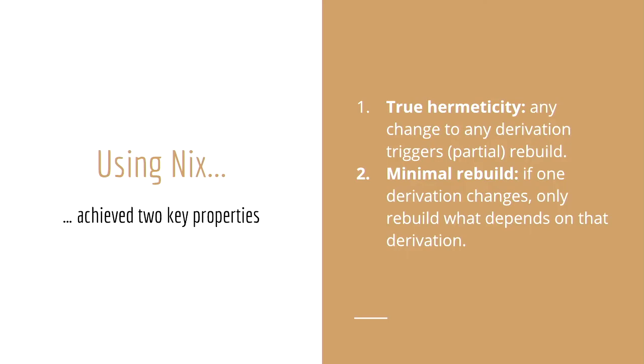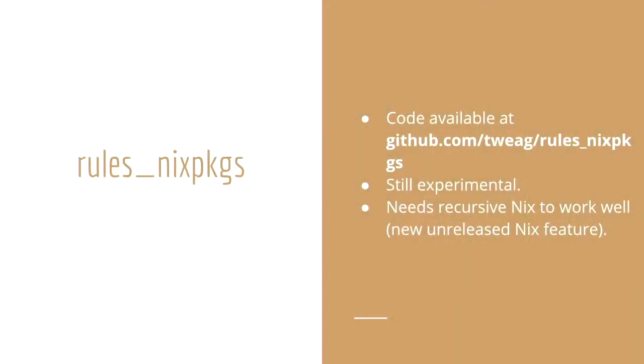And so what this ultimately means is that whenever you add a derivation, for example, your rebuilds are basically pretty minimal. So for example, if I just change zlib, then anything that depends on zlib will rebuild, but nothing else. So Nix is pretty cool. And so we have an experimental rule set called rules_nixpkgs that you guys can use. When we use Bazel in production, we nearly always use it together with rules_nixpkgs.